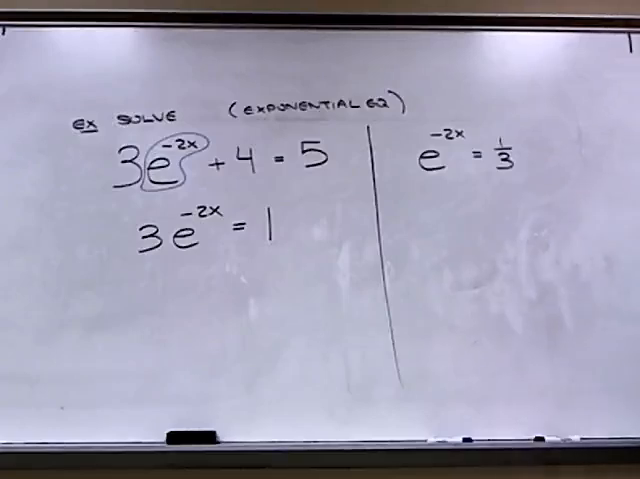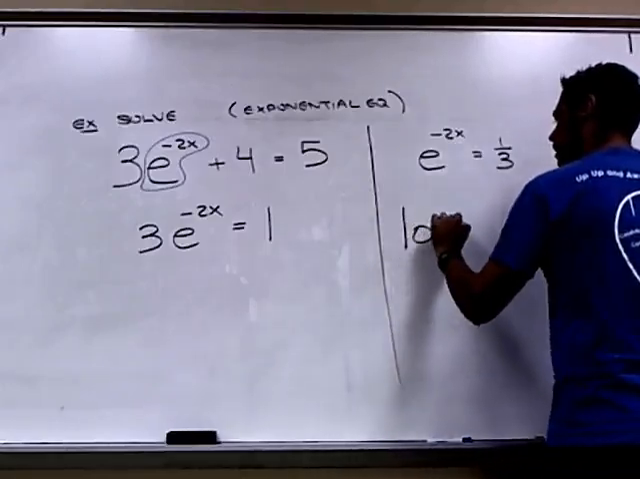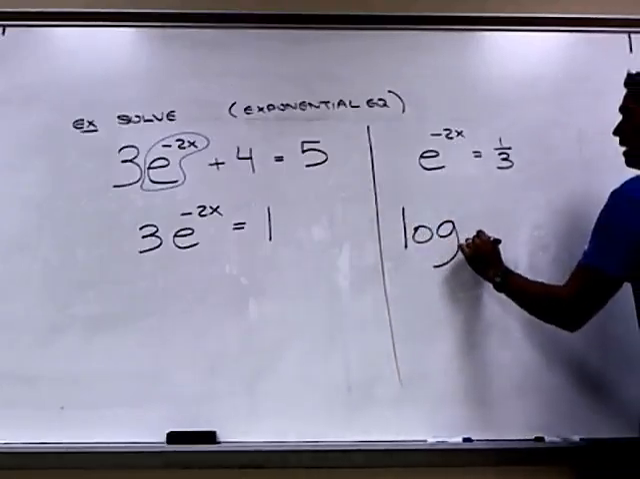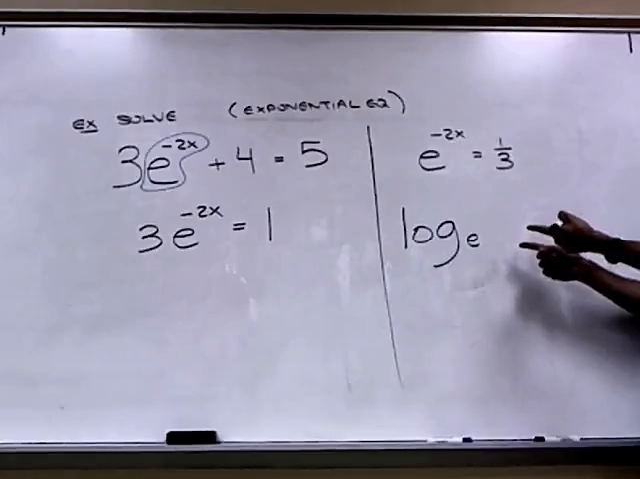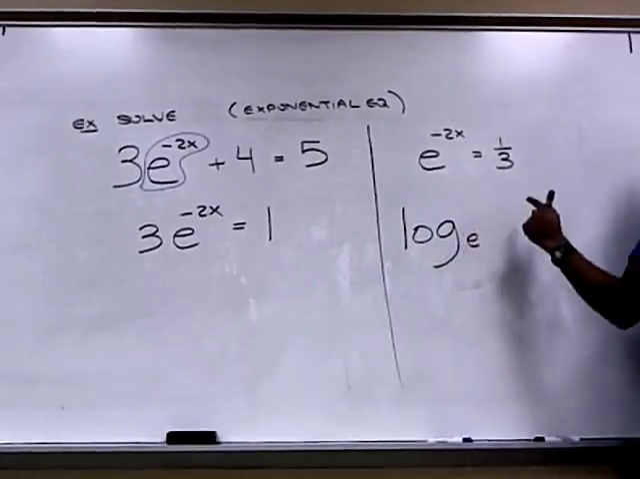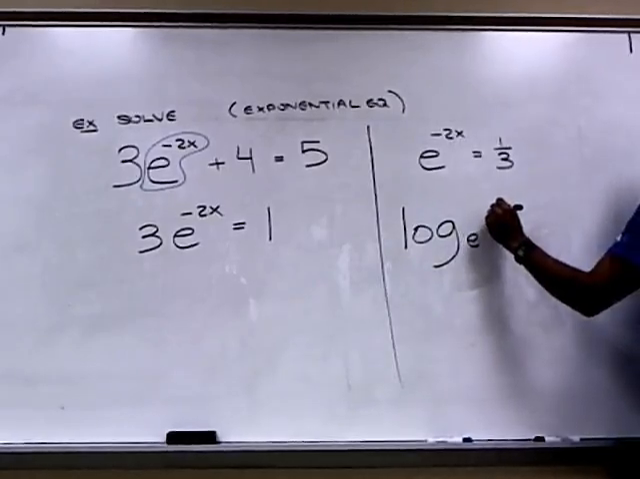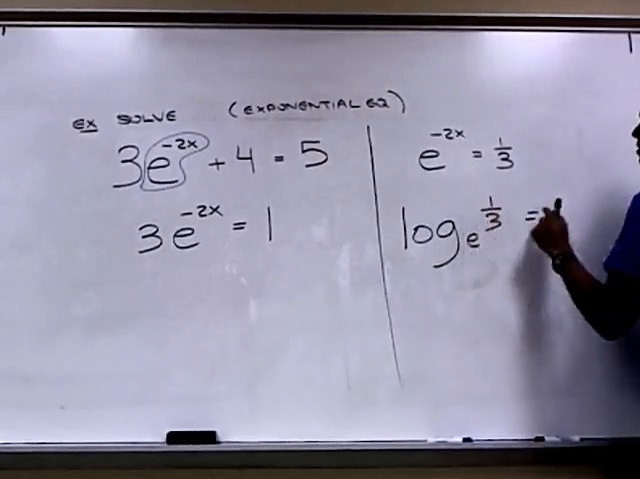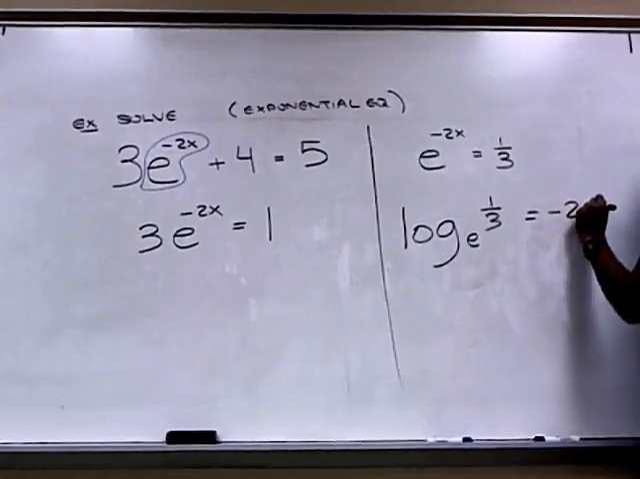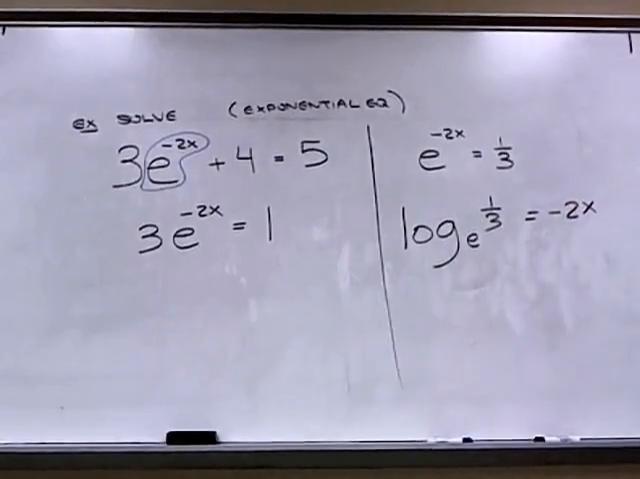And then at this point, what did we do? Changed it to log form, right? When I go to log form, it's going to be log base what? E. So I'm already thinking that's actually going to be a natural log, right? Log base e. But let me finish it off. What goes in here? I have the equal here. What goes here? 1/3. And then what goes out here? Negative 2x. Okay?